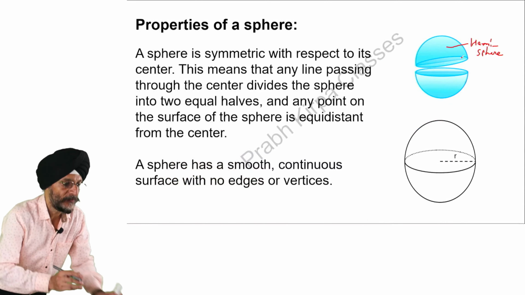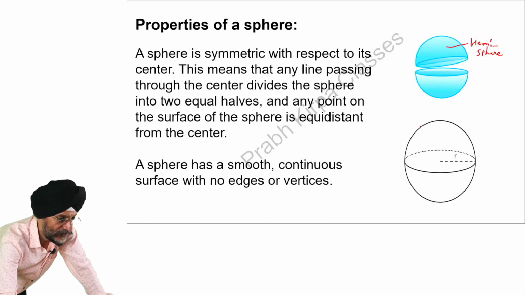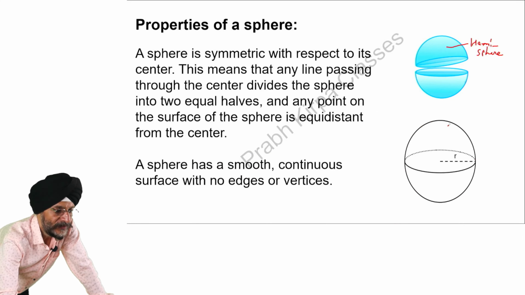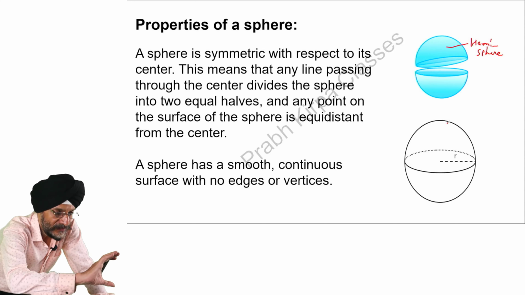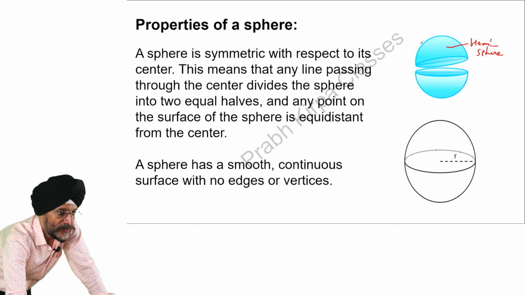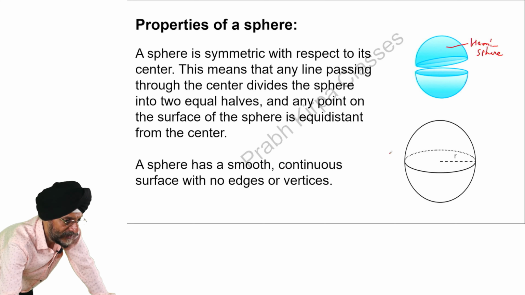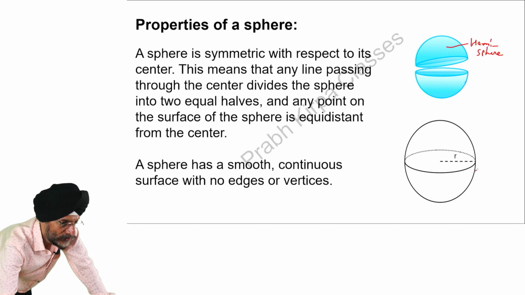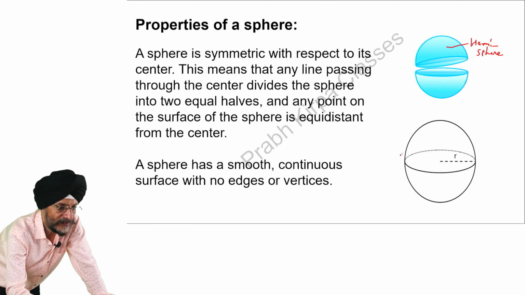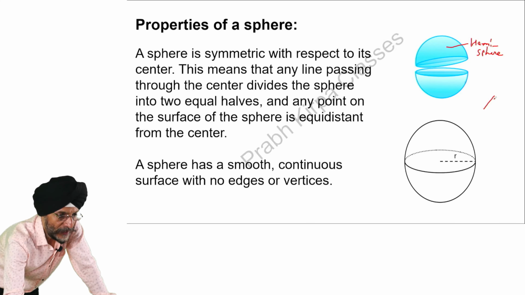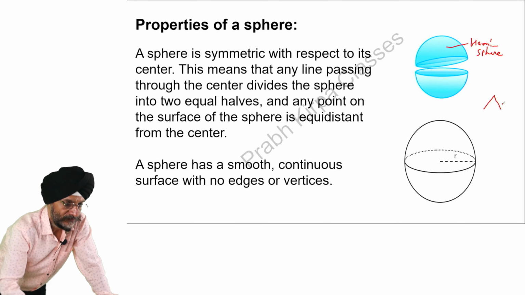You can see from the picture that the sphere has only one face, that is a curved face, while the hemisphere has a curved face as well as a flat base. A sphere has a smooth and continuous surface, you can see here, with no edges and vertices. Edges and vertices means such type of situation.